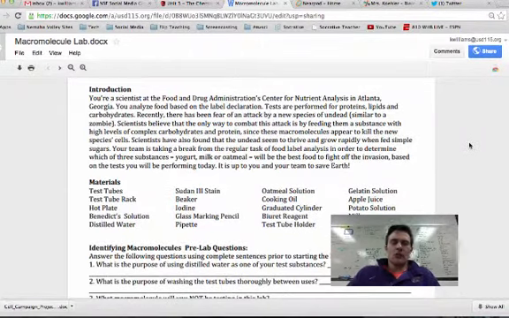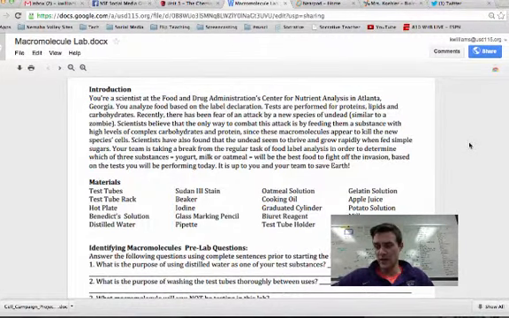Introduction. You're a scientist at the Food and Drug Administration Center for Nutrient Analysis in Atlanta, Georgia. So you work for the FDA down in the Nutrient Analysis Center in the ATL. You analyze food based on label declaration, so you look at the nutrient labels. Okay, and you make sure that it checks out that it has this percentage of carbohydrates, this percentage of sugar, this percentage of magnesium, this percentage of potassium. Tests are performed for proteins, lipids, and carbohydrates.